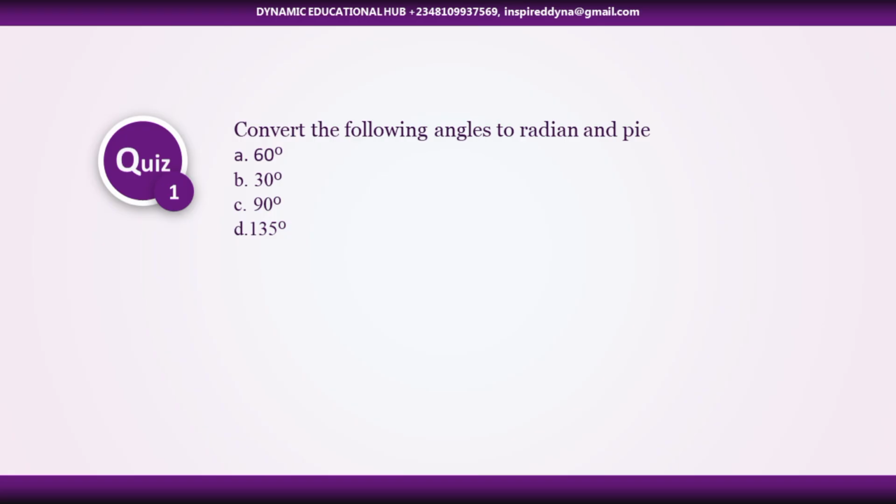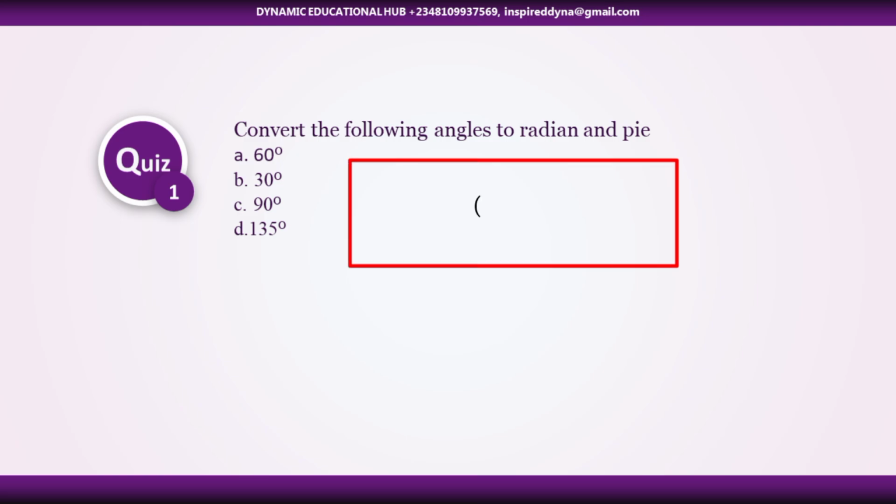So the first question, we want to convert 60 degree to pi and to radian. Converting 60 degree to pi in radian, we have 60 pi over 180. Multiply 60 degree by pi over 180 degree. So we get pi over 3. Now 60 divided by 60 we have 1, and 180 divided by 60 we have 3. So 60 pi over 180 is pi over 3. Converting it to radian, we have 60 multiplied by 0.01745 rad, because 1 degree is equal to 0.01745 rad.